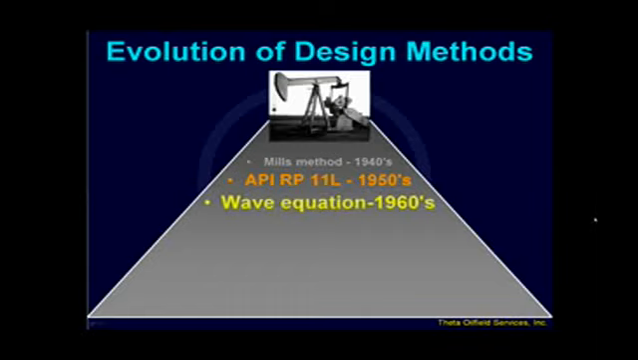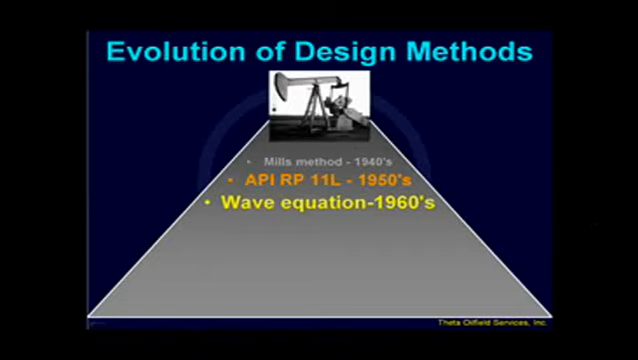The next evolution in this process was the wave equation, which was one of the most significant improvements because it allowed us for the first time to simulate the rod string very, very accurately and to come up with a method that can be applied not only to steel rods but also fiberglass and any other material.